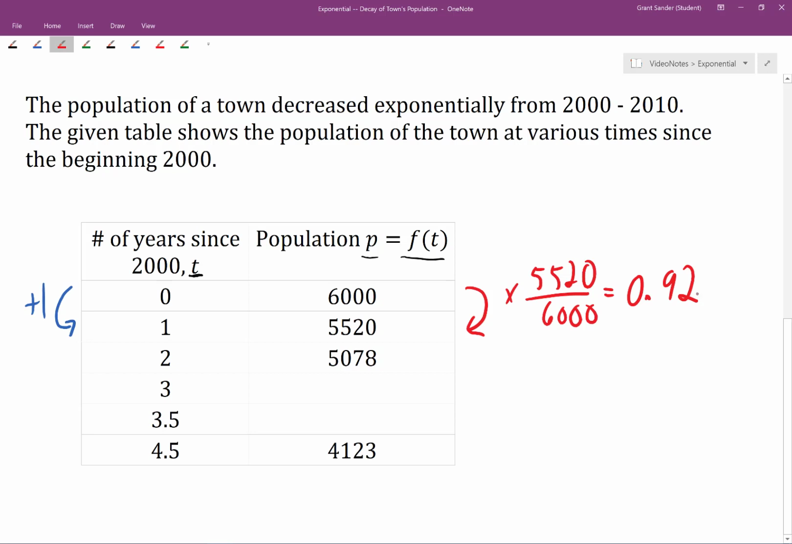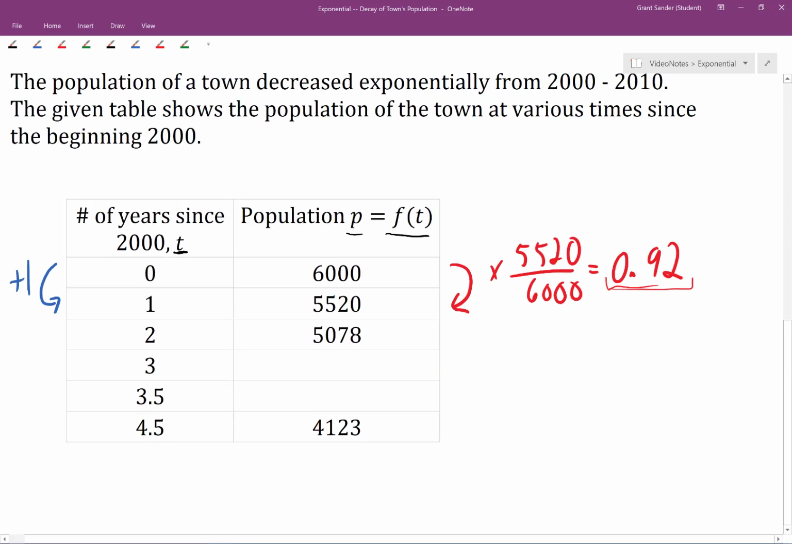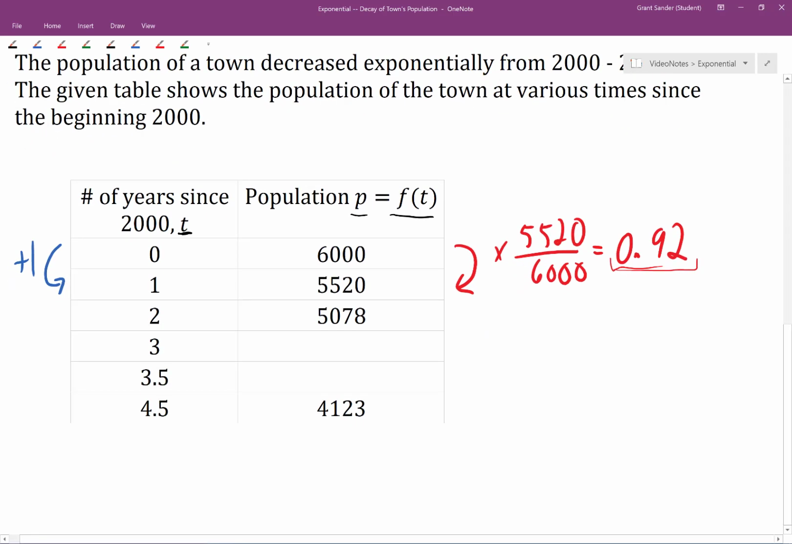This should make sense to us because the population is decreasing. If the population becomes 0.92 times as large, it's actually becoming a little bit smaller. So anytime T changes by 1, our population becomes 0.92 times as large. Another way we could phrase that is, at the end of any 1 year interval, the population is 92% of the population at the beginning of the interval. So this 5,520 is 92% of the population 1 year before. So we can do a percent of comparison as well.